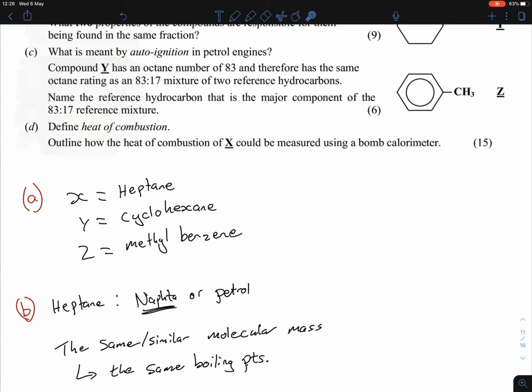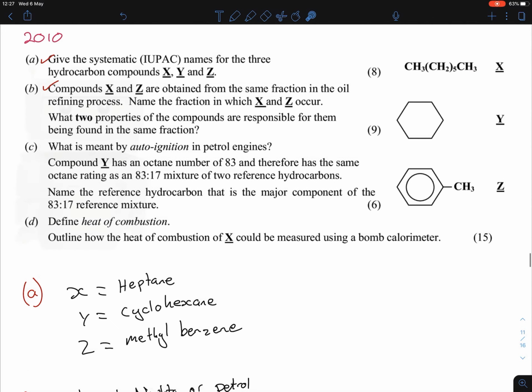And then compound Y has an octane number of 83, and therefore has the same octane rating as an 83/17 mixture of the two reference hydrocarbons. Name the reference hydrocarbon that is the major component of the 83/17 reference mixture. Now that was a mouthful really.